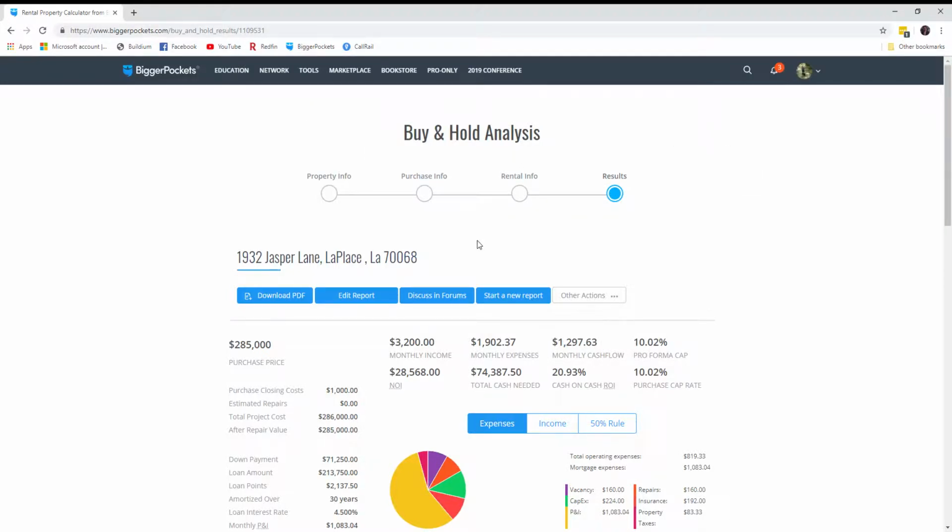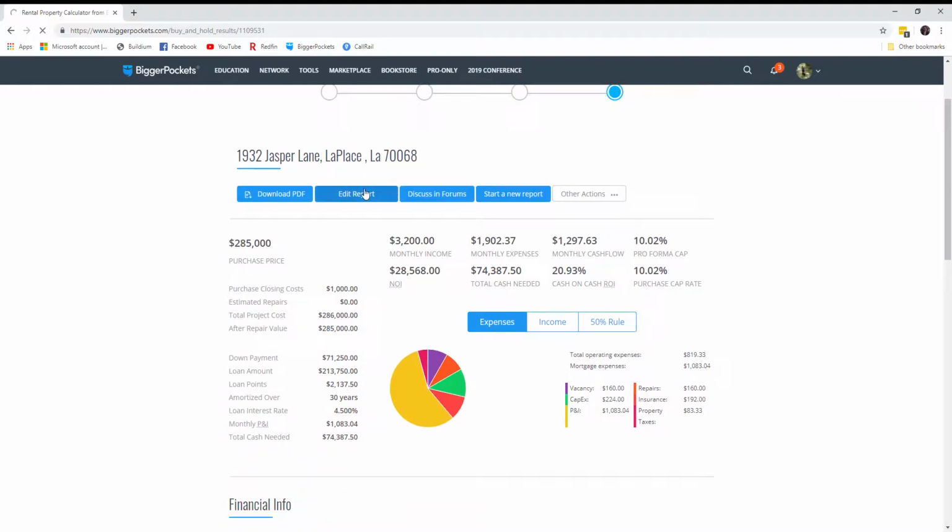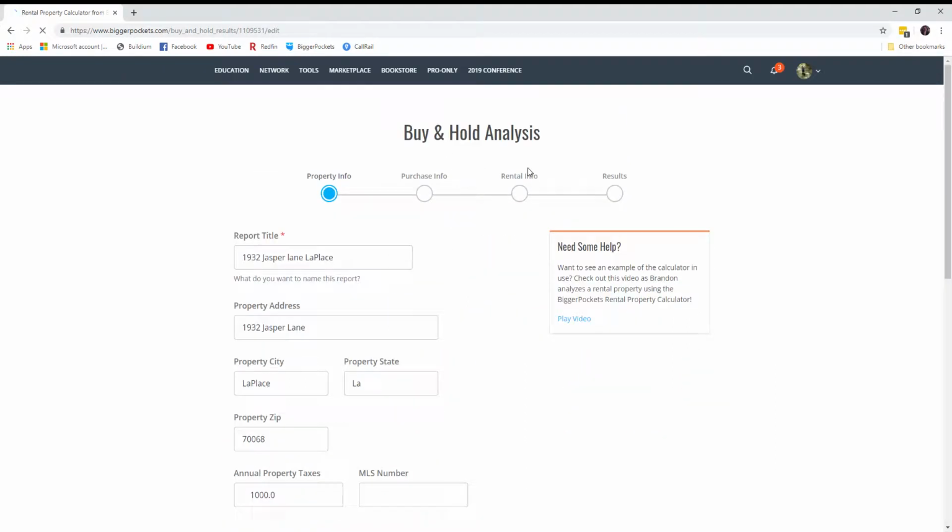Alright, this is a video on analyzing a rental property. I personally use BiggerPockets because I suck at math, so I use the rental property calculator within BiggerPockets to run numbers on properties that I find. We're going to go back just to show you kind of how they do it.